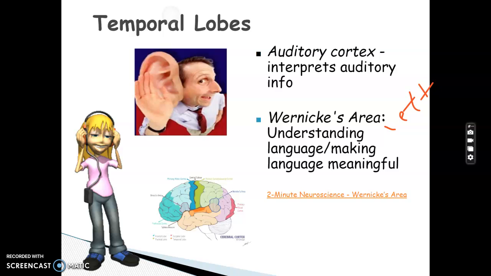So your ability to understand what I'm saying, and if I ask you a question, your ability to put together a meaningful response, so to understand language and to make language meaningful, that is in Wernicke's area. So the two language areas of the brain that you need to know are Wernicke's area right here, and then Broca's area, which is up in the frontal lobe connected to the motor cortex.